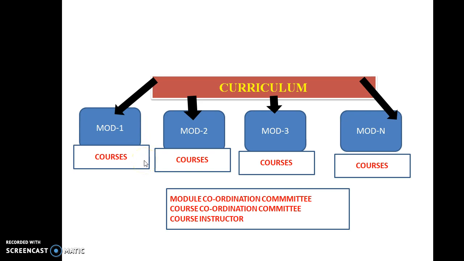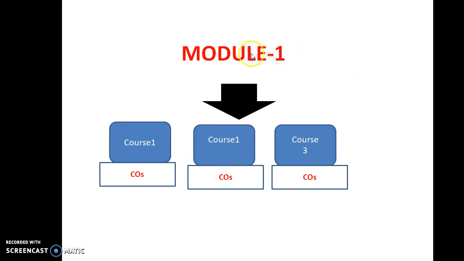So we have one module coordinator, and we have a course coordination committee, and we have a course director. These are the committees specifically involved at the course curriculum level. For example, in module 1 I have various courses. I am taking only 3 courses here, and these 3 courses relate to the particular module.